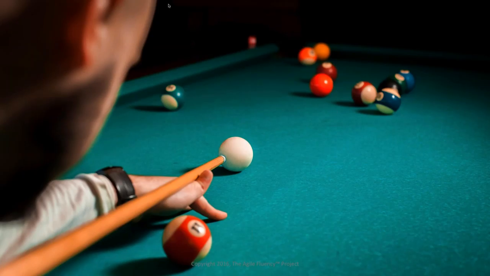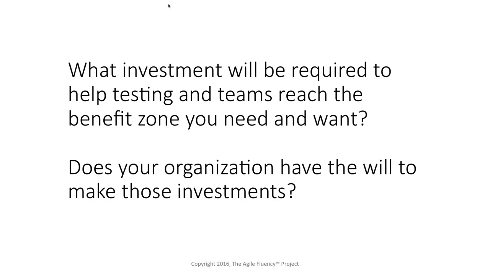And what we have seen is that fluent proficiency will be gained roughly in the progression that we have outlined in our model. So then the question becomes, what investment will you need to make to help teams reach a benefit zone that your organization needs and wants? And does your organization have the will to make those investments? And this is a very hard question.